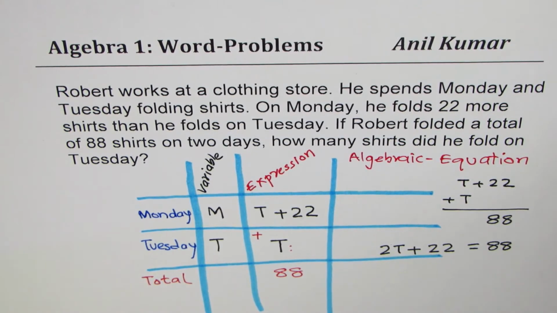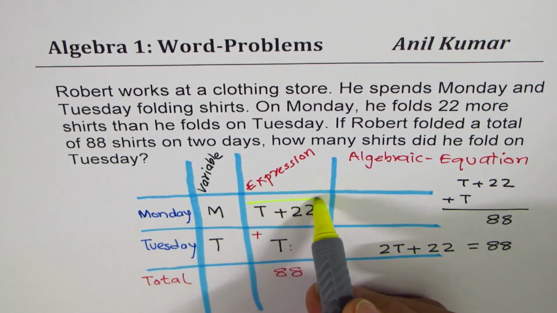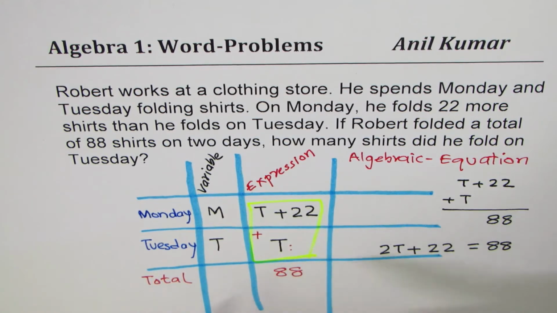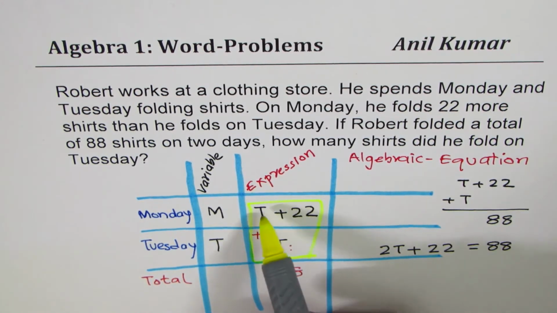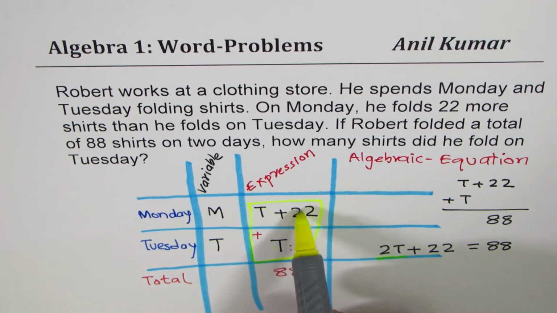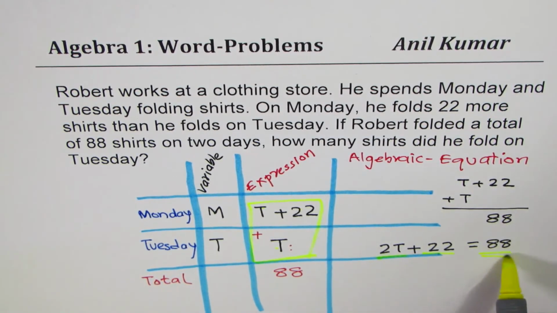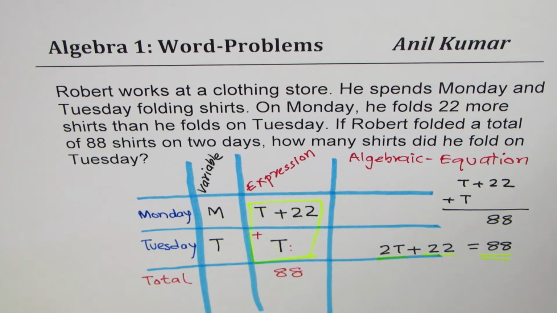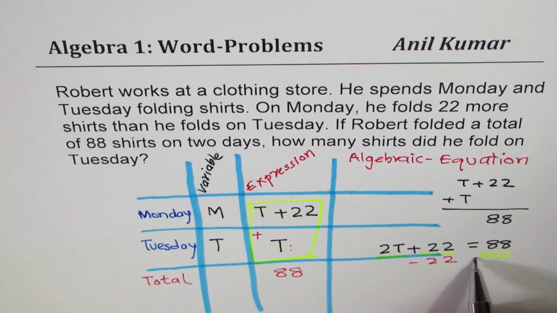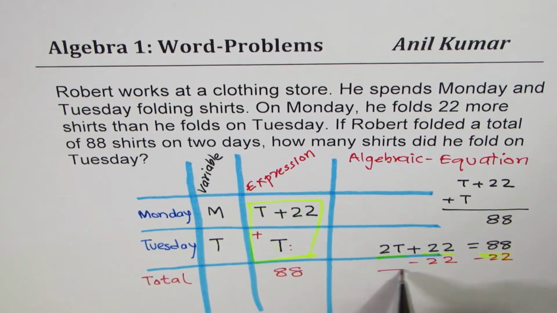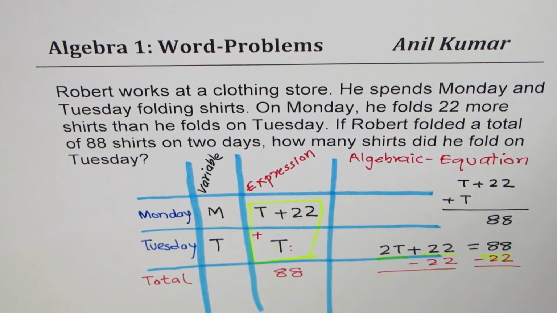So what we did here was, we added these and we have equated this to 88. T plus T is 2T, right? Plus 22, we should get 88 shirts. Now we can solve this equation to find T. So the first step is, let us take away 22 from both sides, right? Take away 22. When you take away 22, you get 2T equals 88 take away 22, which is 66.